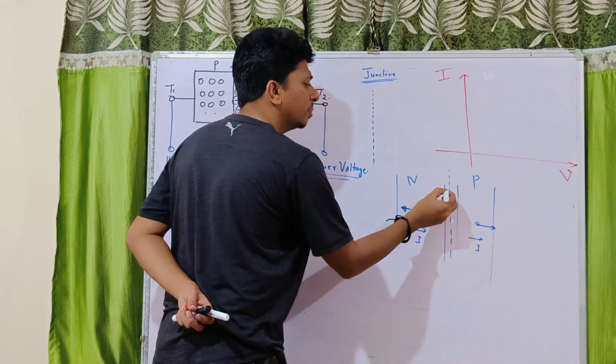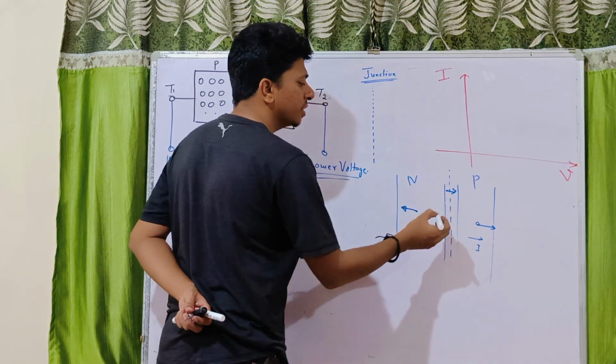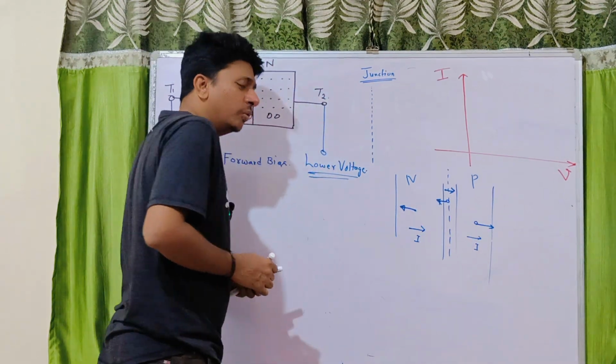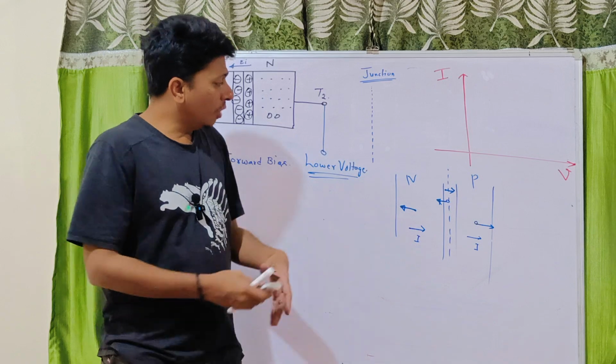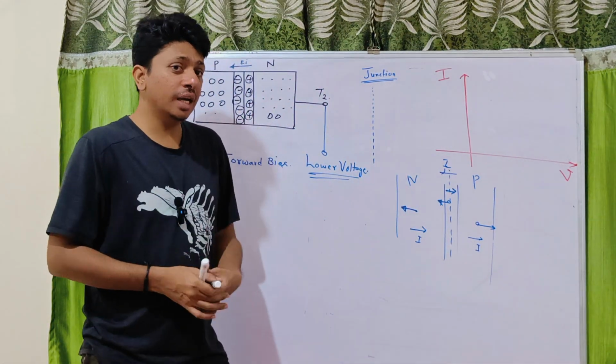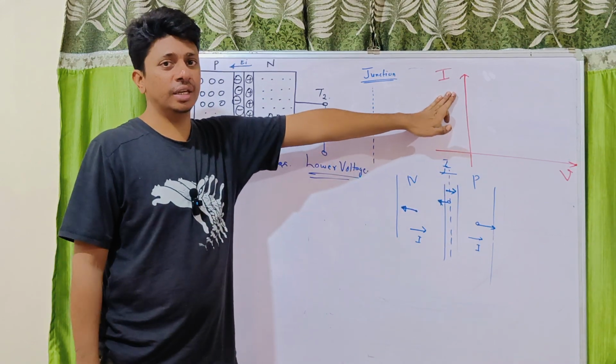Now at the junction, suppose the electrons are going in this direction as well as holes are coming in this direction. So now we can say that here also some current will flow. This current is I. Now which I is basically drawn in the IV characteristics?